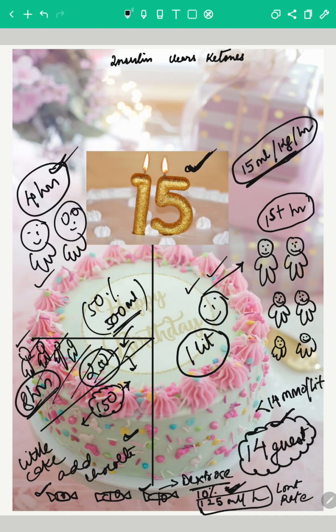It's been a very long time, after maybe 13-14 hours, and still we have less than 14 guests. That is, blood glucose is less than 14 millimoles per liter, so the glucose is relatively controlled now. The guests are relatively controlled. So with a little bit of cake, we will give them 10 rupee chocolates, and not very fast, because these guests are kids, so we will give them at a controlled rate of 125 ml per hour.